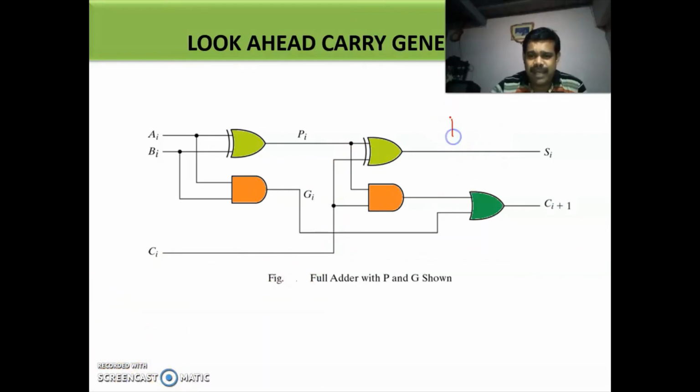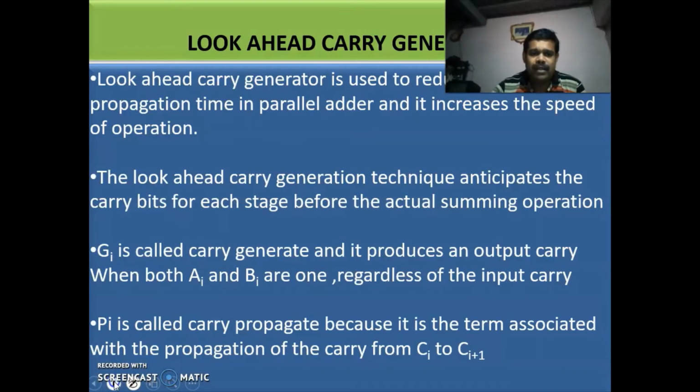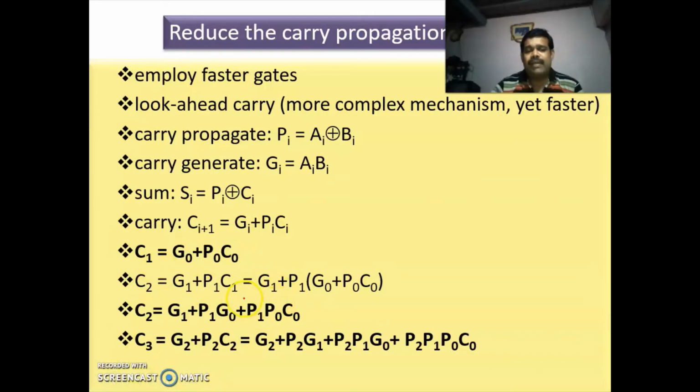So Si is Pi XOR Ci. Similarly, here Gi, and here you will get PiCi. C(i+1) is nothing but PiCi plus Gi. So these are the equations.